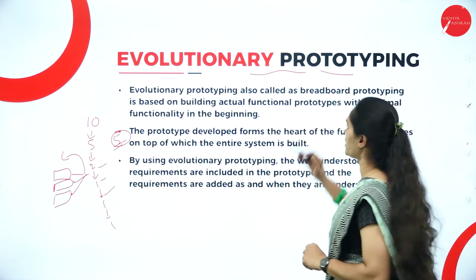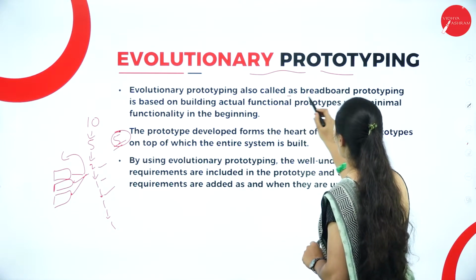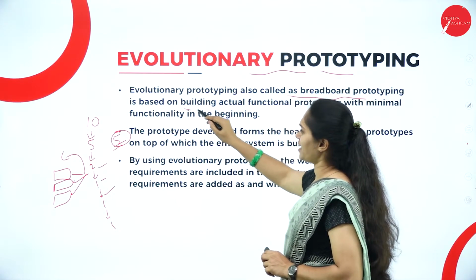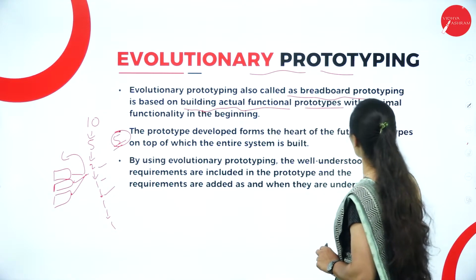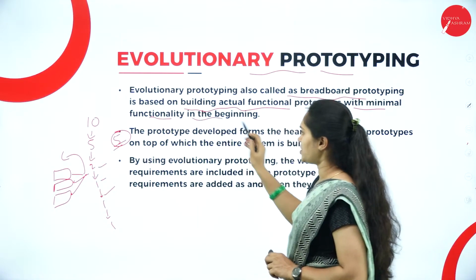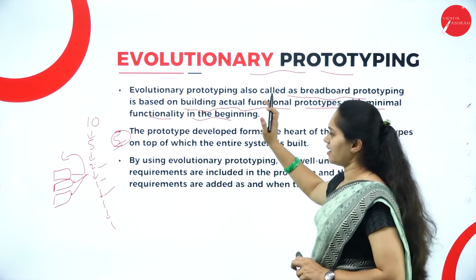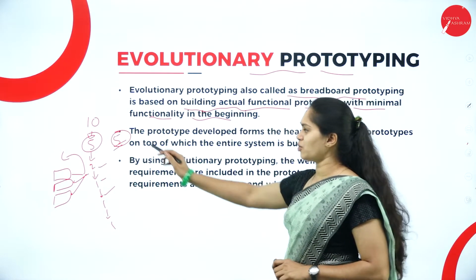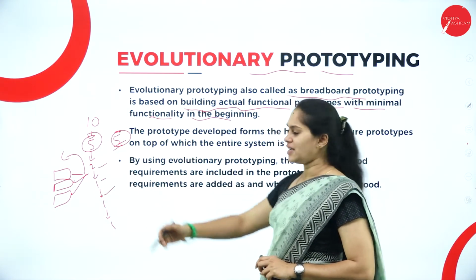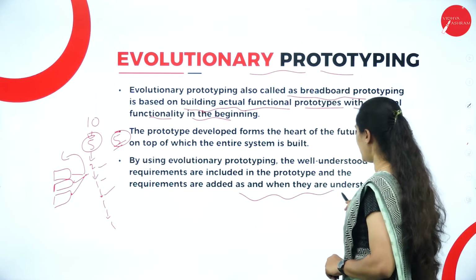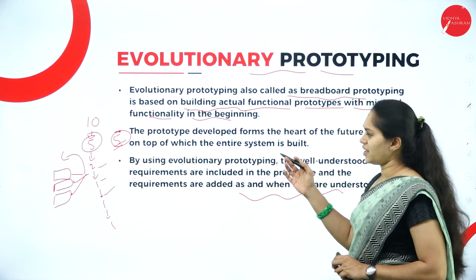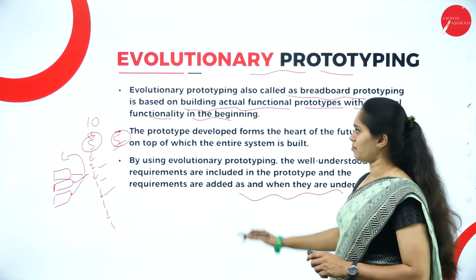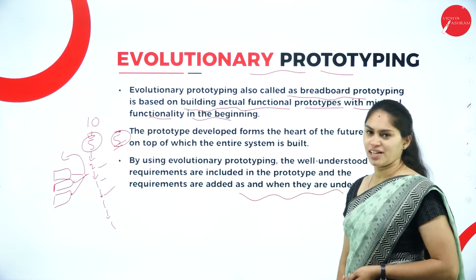And we also call this evolutionary prototype a breadboard prototyping, and it is based on building the actual functional prototypes with minimum functionality in the beginning. As I said earlier, whatever functionality I require in the initial stage will be developed. After that, as and when we require, they are going to be incorporated, or added to the existing prototype. That is related to the evolutionary prototype.